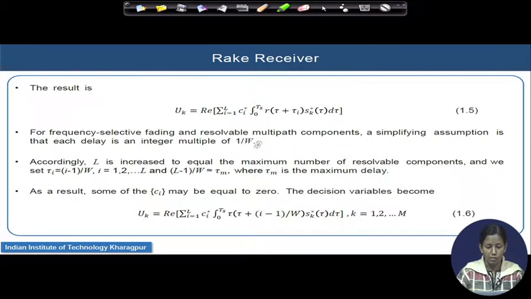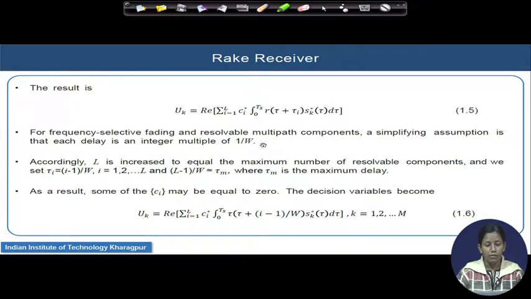This will now change like this, as if I am having the duration of 0 to T s, and this r(tau) is now having tau plus tau_i. Tau_i is the delay associated with each and every multipath, but it has a maximum value which will be defined as tau_m, the maximum delay. So, tau can vary from tau to tau plus tau_m, and then s_k star is the matched filter function, and the matched filter will be running over tau.